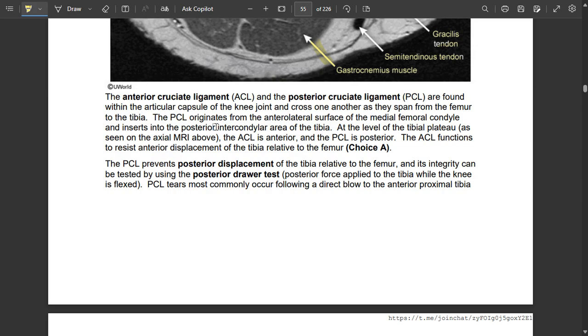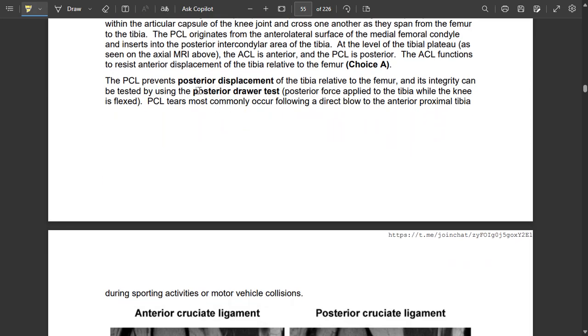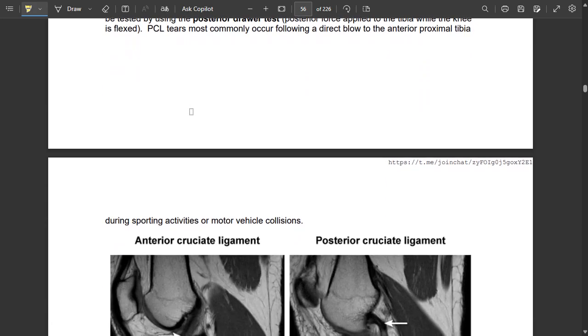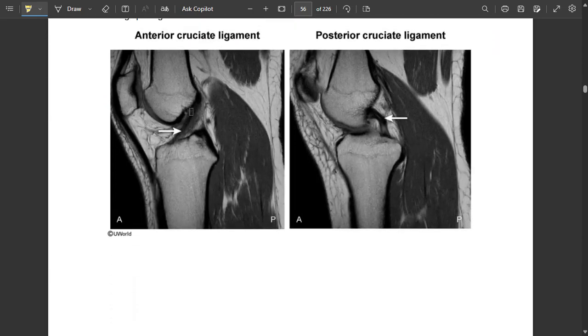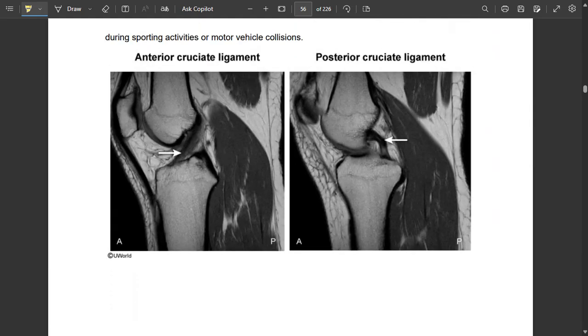The ACL functions to resist anterior displacement of the tibia relative to the femur. The PCL prevents posterior displacement of the tibia relative to the femur, and is evaluated using the posterior drawer test. PCL tear most commonly occurs following a direct blow to the anterior proximal tibia during sporting activity or motor vehicle collisions. This is the anterior cruciate ligament, and this is the posterior cruciate ligament.